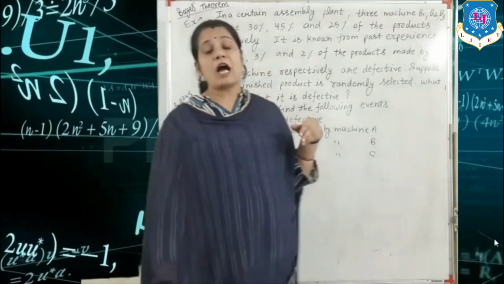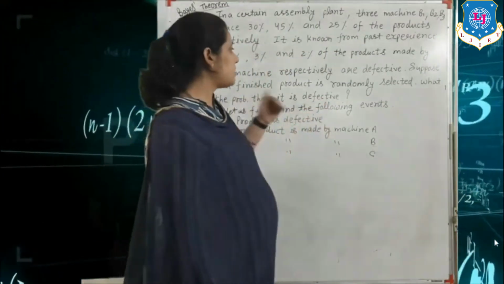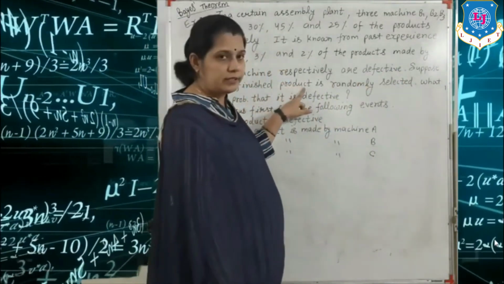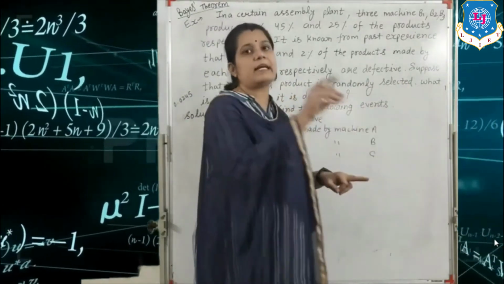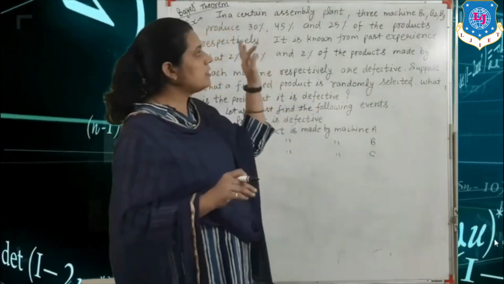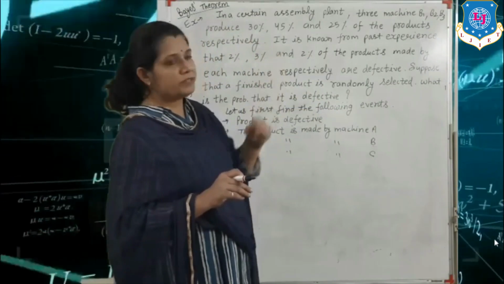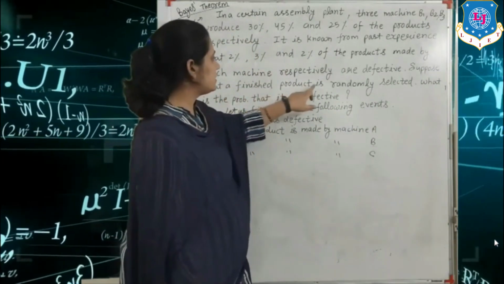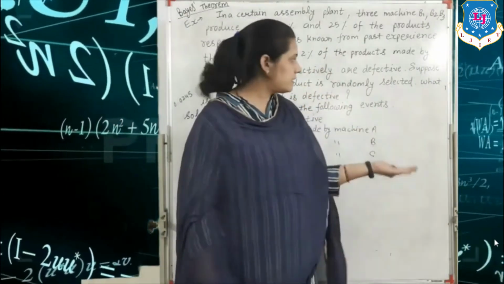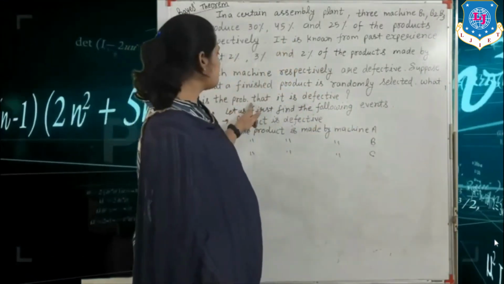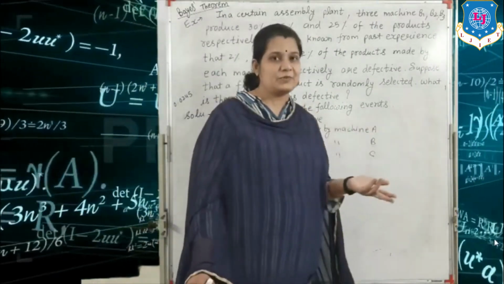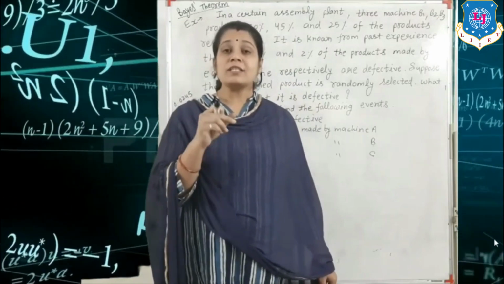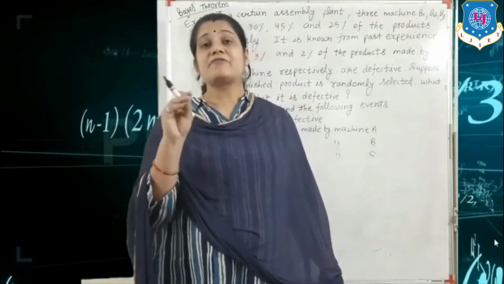So what is the finding term? Suppose that a finished product is randomly selected. That means the product is made by machine B1, B2 or B3. What is the probability that it is defective? That means if we select any product, what is the probability that it is defective?